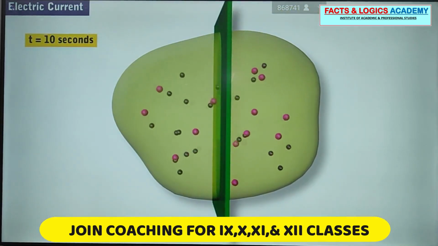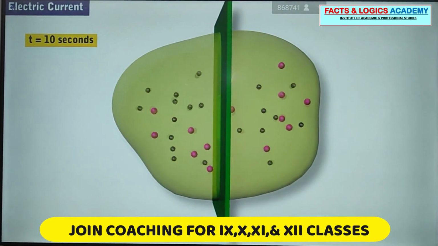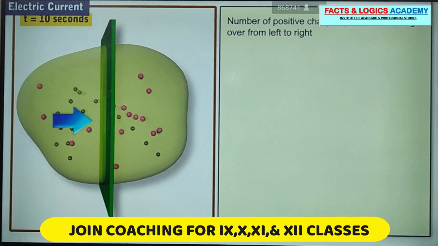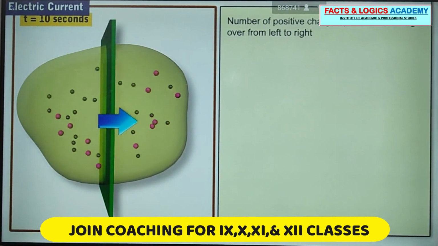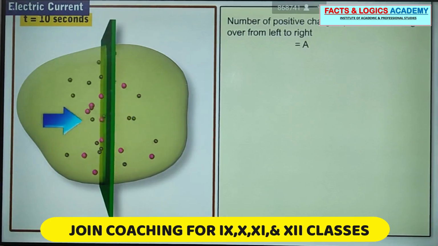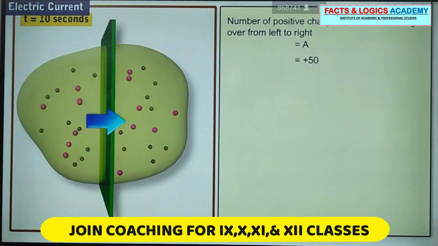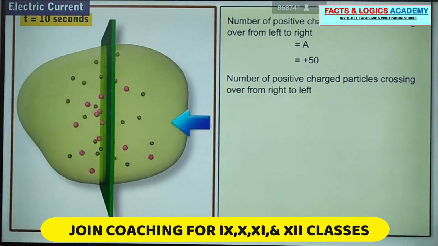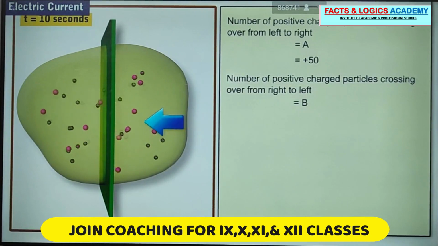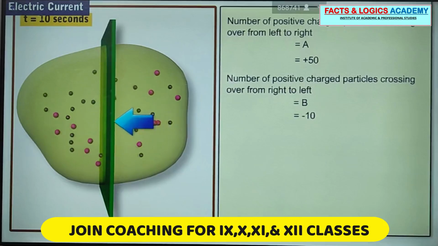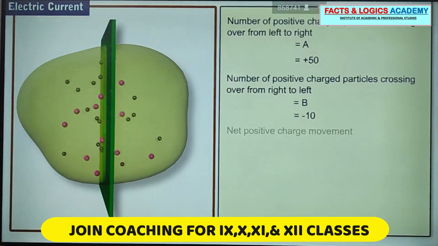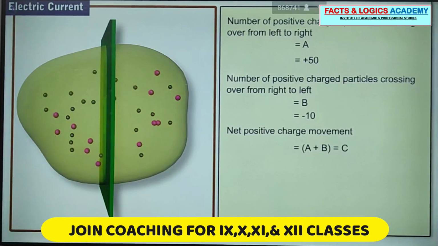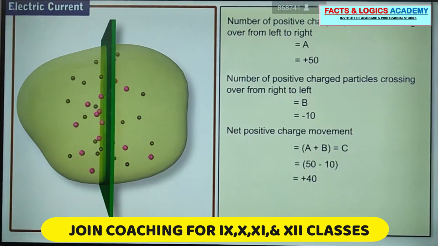In time t, which is equal to 10 seconds, let us assume that the number of positive charged particles crossing over from left to right is equal to A, which is equal to plus 50. The number of positive charged particles crossing over from right to left is equal to B, which is equal to minus 10. The net positive charge movement is equal to A plus B is equal to C, which is equal to plus 40.